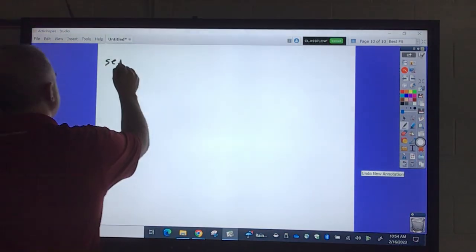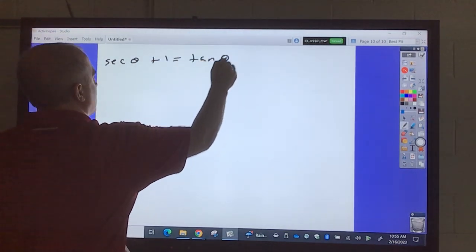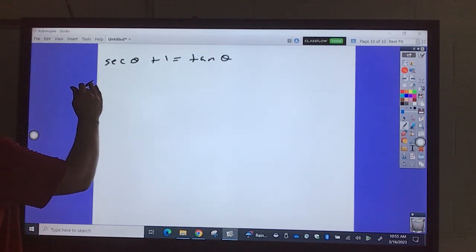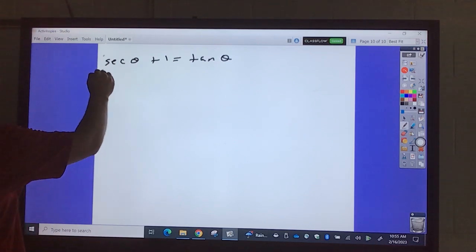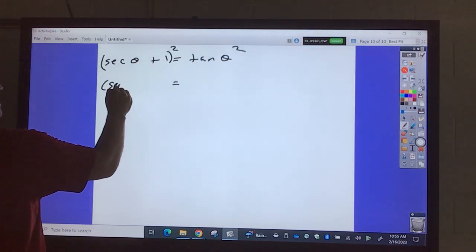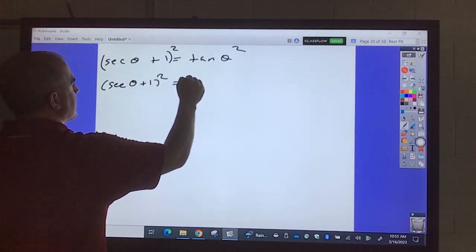All right. I've got secant theta plus 1 equals tan theta. Now, once again, I can't take a GCF. I don't have a clear formula. So what I'm going to do is square both sides here. That's going to be secant theta plus 1 squared, and this is going to be, obviously, tan squared theta.